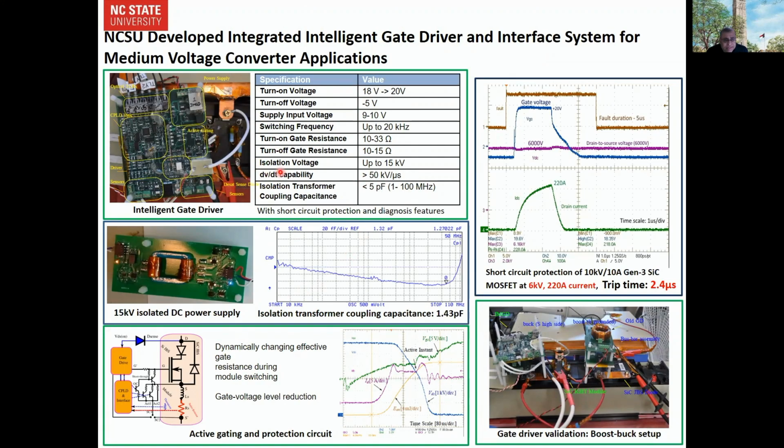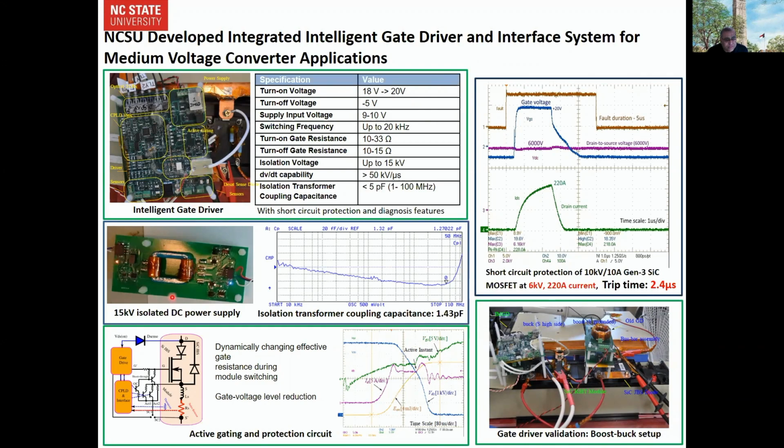To do all this project, we had to develop each of these components. For example, the gate drive. So we actually developed an intelligent gate driver at NC State, which has a CPLD on the gate driver, active gating, and a DSAT protection.